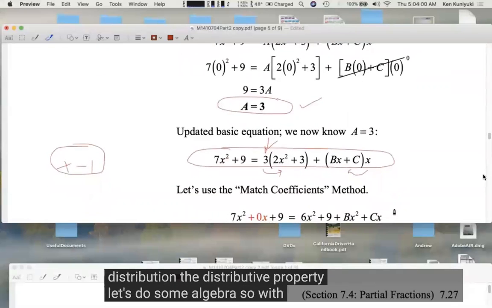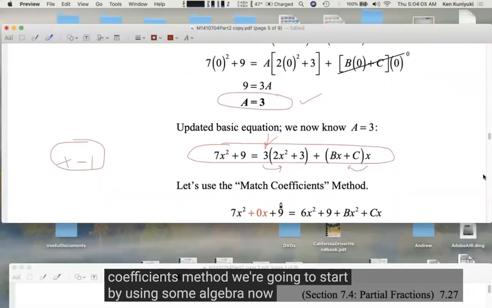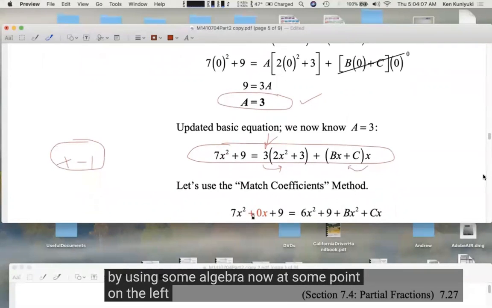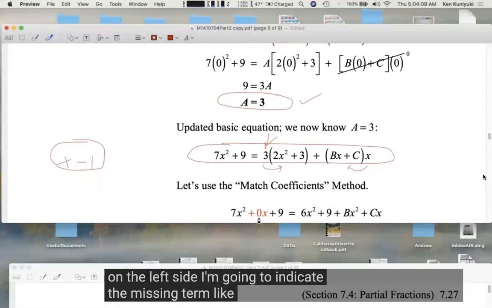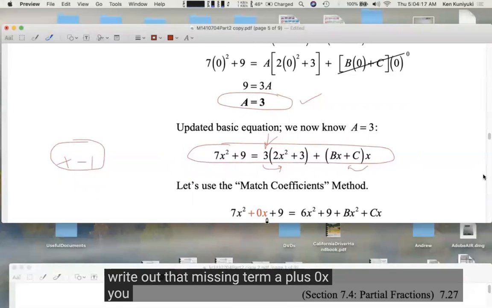Let's do some algebra. So with the matching coefficients method, we're going to start by using some algebra. Now, at some point on the left side, I'm going to indicate the missing term, like we did for synthetic division. Notice that there's no x term in here. Here, I'm going to write out that missing term, the plus 0x. You don't have to do it right here, but you should do it eventually.